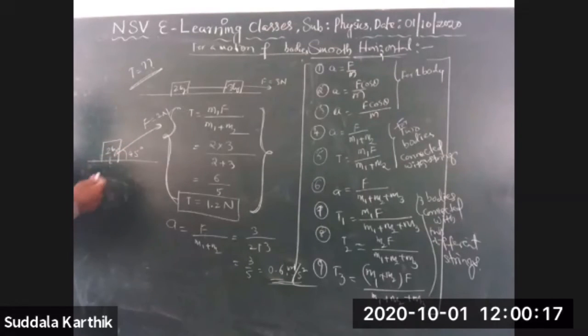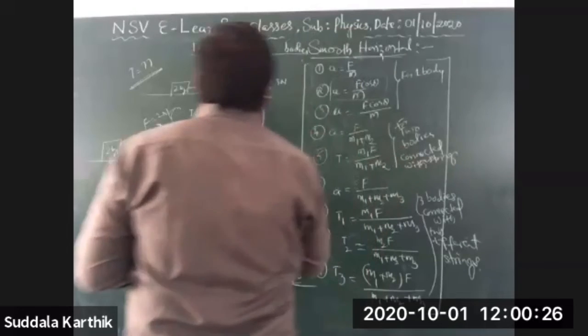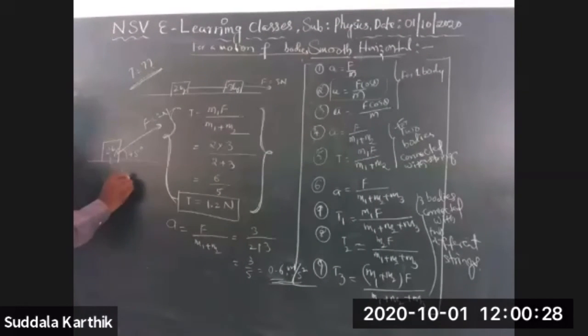Then what happens? What is being asked, Nana? What is the acceleration? F cos theta by M. Very good, very good, Nana. F cos theta by M. Very good. Yes, I'm very happy.